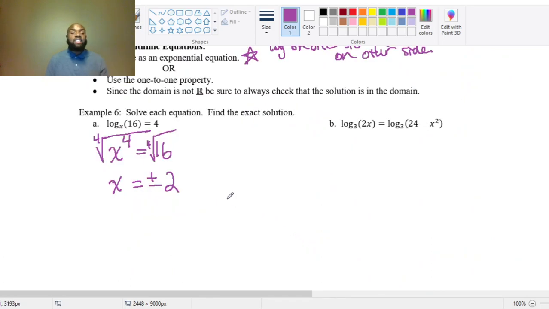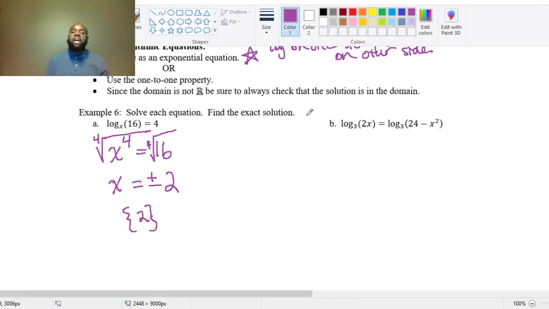So if I look at this example here, my x is in this base. My base can never be a negative number. And so since I have x equals plus or minus 2, that minus 2 is not a part of my solution. So my only solution set is x equals 2.